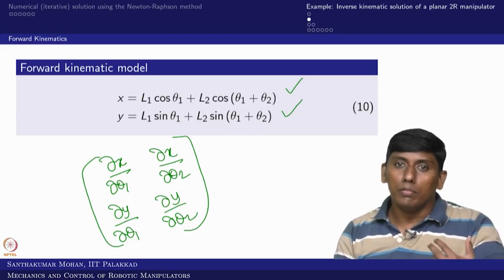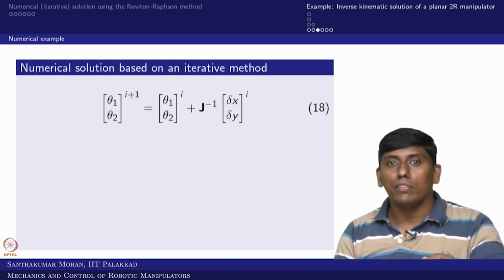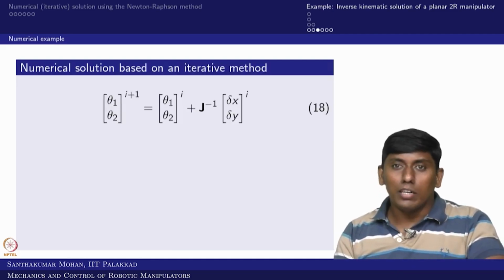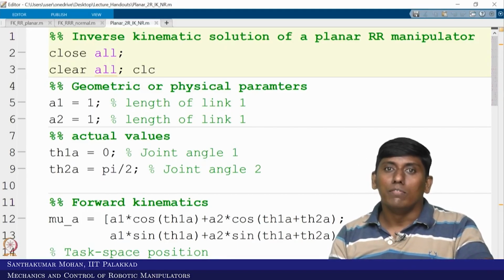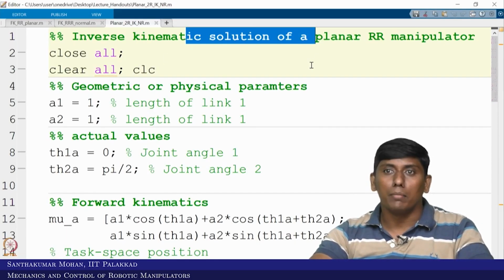Now, if these partial derivatives are available, can we cross-check the closed form solution? Whatever result it gives, the same result can be obtained with the iterative method. For that, we have taken the code which we have already written. You can see that the initial commands are all the same. This is the inverse kinematic solution of a planar RR manipulator with the help of the iterative method.